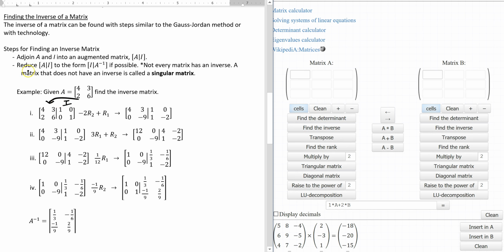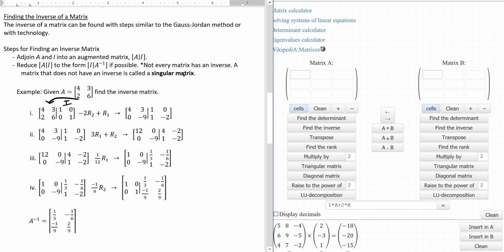Okay, step 2, reduce that matrix I just created to the form where the identity matrix ends up being on the left, and that will create the inverse matrix over on the right, if possible. Now remember, not every matrix has an inverse, and you can only find inverse matrices for square matrices, and even then not every square matrix has an inverse. So a matrix that does not have an inverse is called a singular matrix.